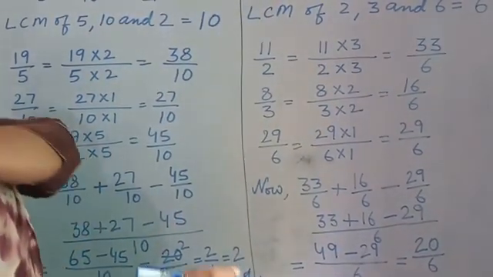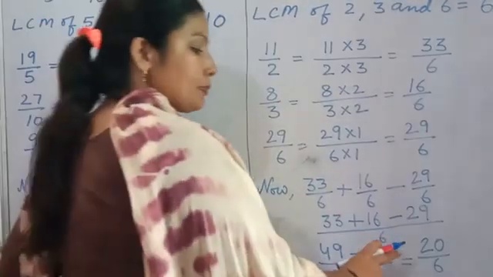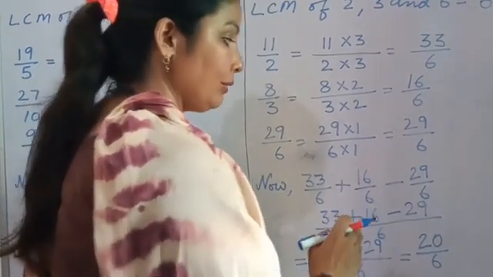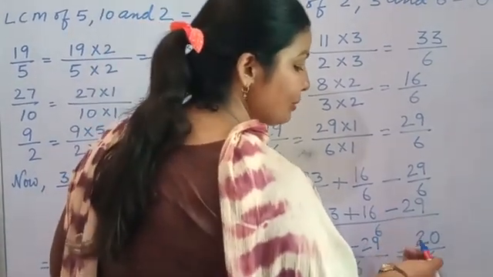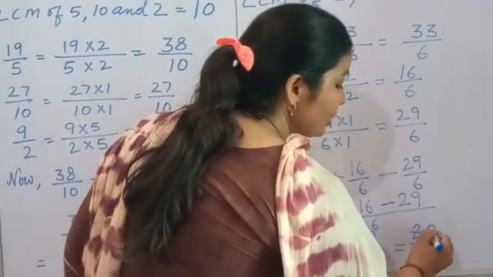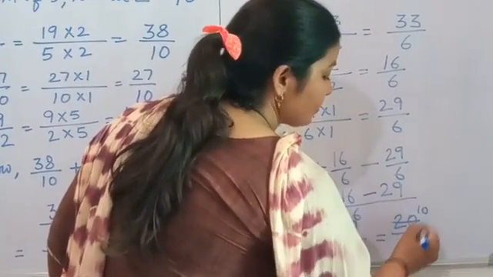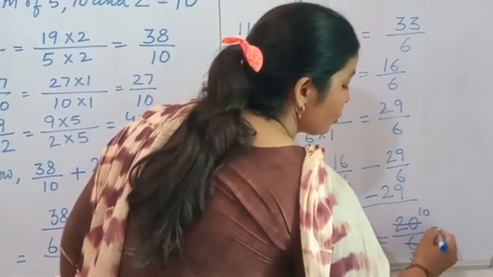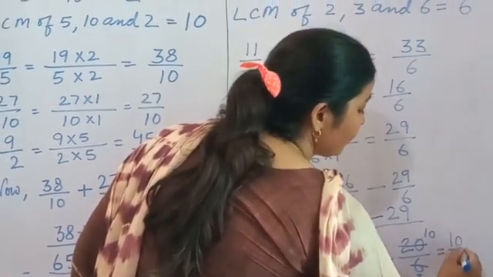Okay. Now we can see that 20 and 6 both come in the 2 table. So firstly we divide them by 2. Divide them by 2 means we should cancel by 2. In the 2 table where is 20? 2 tens are 20. And in the 2 table where is 6? 2 3s are 6. So it becomes 10 upon 3.